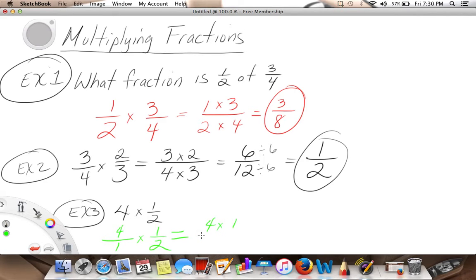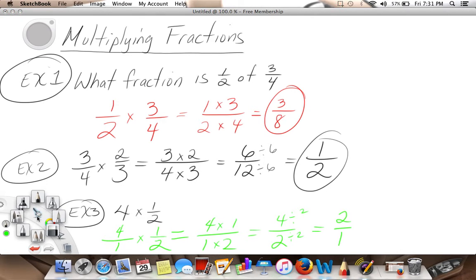So we have 4 times 1 over 1 times 2, which gives us 4 over 2. Make sure we always simplify. Both of these numbers are divisible by 2, so we get 2 over 1. All right. And actually, I realized that I just messed this problem up. So let's erase it. I wrote the incorrect problem, but the rule still stands. So for the example that we used, we would do like that.